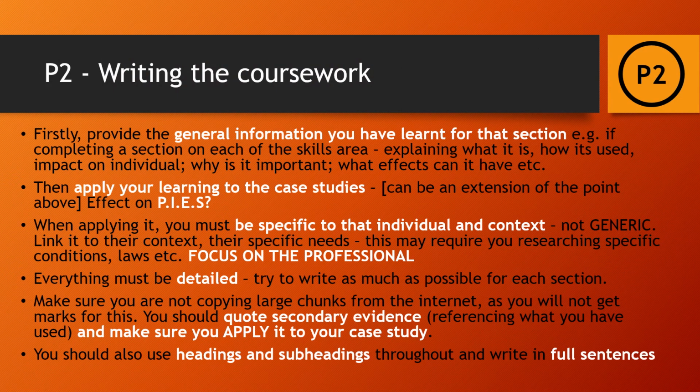Okay, and last but not least, just as an overview of what we are doing here. So as I say, first provide general information that you've covered in the section. So what are the 6 C's, people skills? Outline what they are. Apply to your case studies as an extension of the first point. Maybe think about the effect on PIES and how it would affect your individual. When you're linking it, again, be specific to your individual context. Try and avoid being generic or general. Try and think about their specific needs and the specific skills that you would need because of their needs.